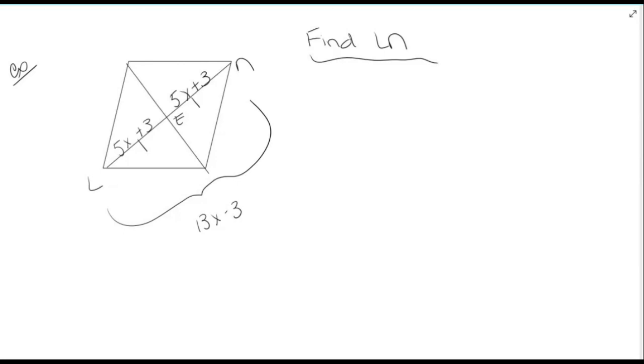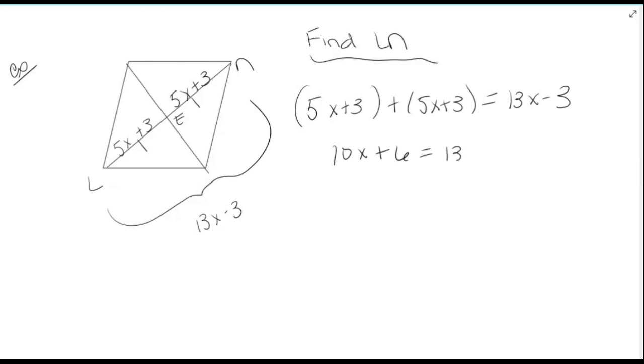So then I could set this up like an algebra problem. I could take my first piece, 5x plus 3, add my second piece, 5x plus 3, and know that the whole thing has to equal 13x minus 3. All right, so now you have a slightly more advanced algebra problem here that you guys can solve, I'm sure. All right, so then I'm going to subtract 10x, and I'm going to add 3, so x equals 3. Now, you're going to say, okay, done, moving on.